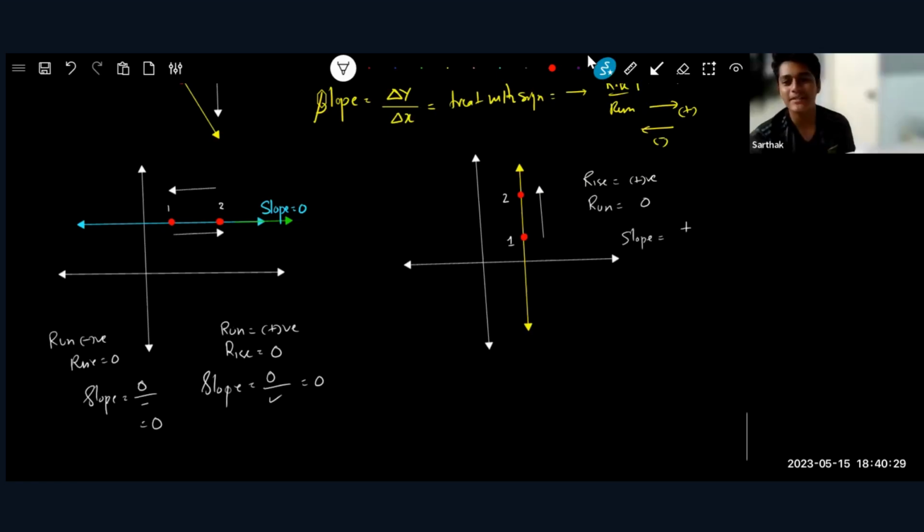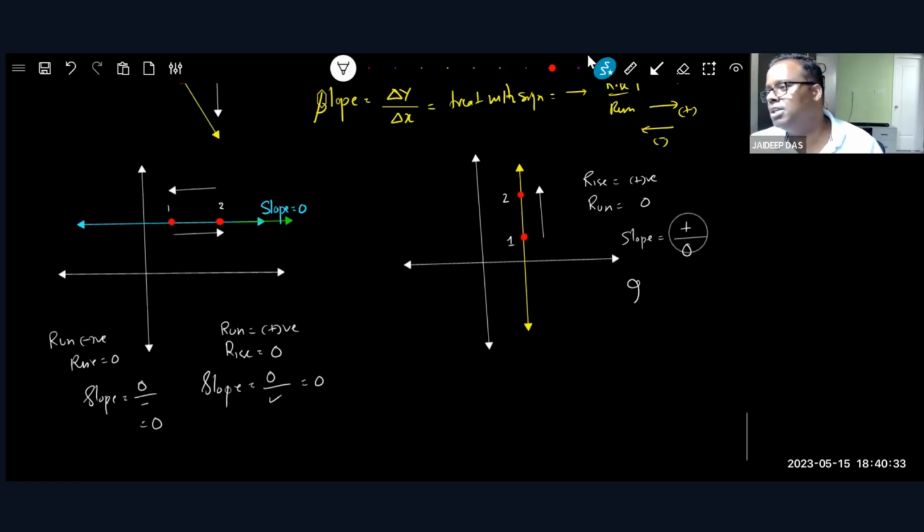स्लोप हो गया सम पॉजिटिव क्वांटिटी बाय 0. और ऐसे क्वांटिटी को मैथमेटिक्स में बोलते हैं इनडिटरमिनेट. You cannot determine it. हिंदी में बोलते हैं अपरिभाषित. इसकी कोई परिभाषा नहीं है. Indeterminate.